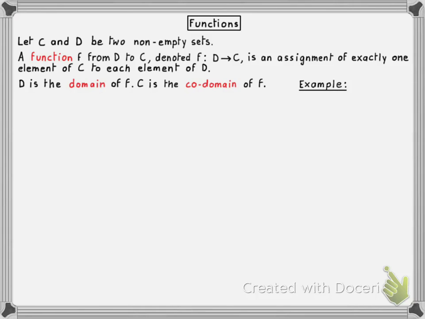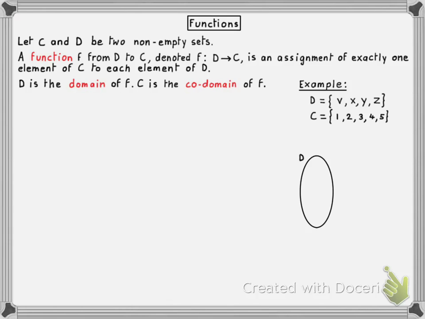So let's consider an example of a function. First, we need to start with a domain and a codomain. The domain in this case is the set V, X, Y, Z. The codomain is the set 1, 2, 3, 4, 5. Notice the domain and the codomain could be the same. Most of the time they are not.